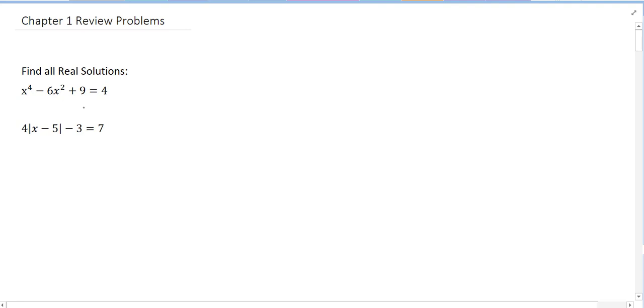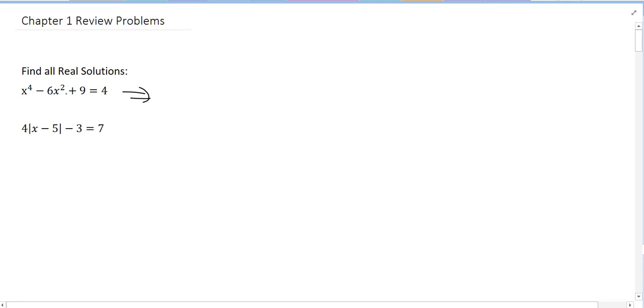so that if you don't want to watch the whole thing, then you can just go to the ones that you're struggling with. So this video, we're going to solve these two problems, finding solutions of different equations. So we're going to start with the first one, x to the fourth minus 6x squared plus 9. So how do we solve this?